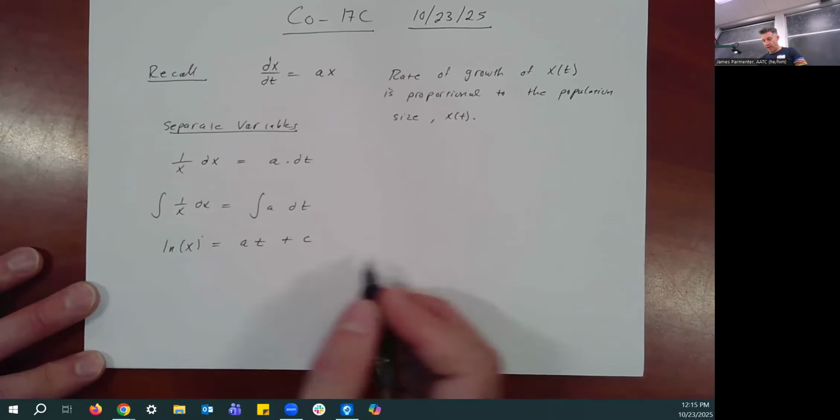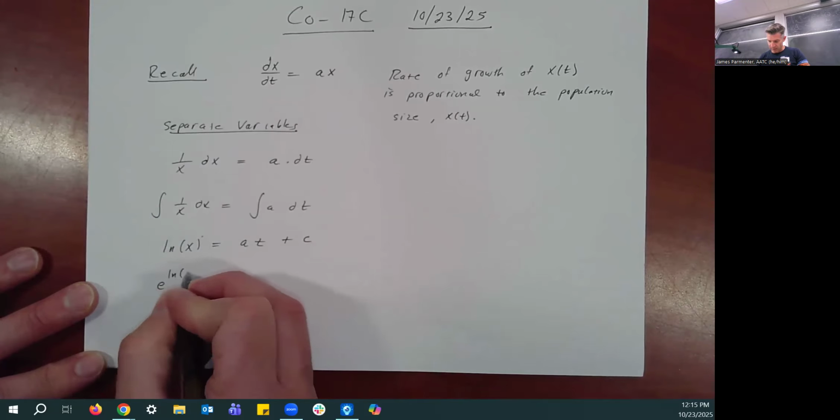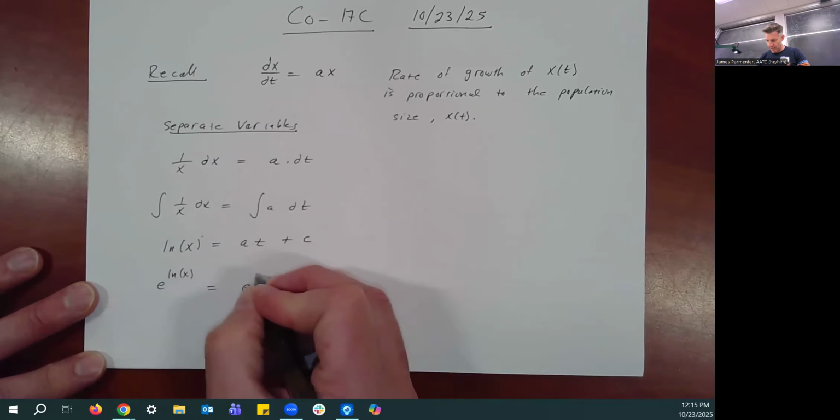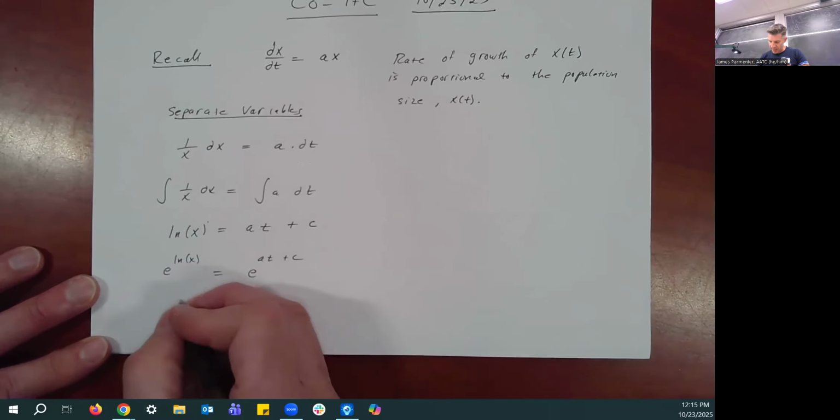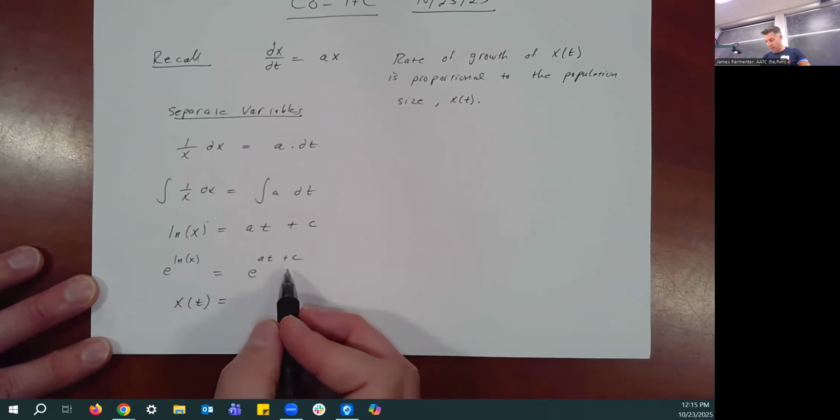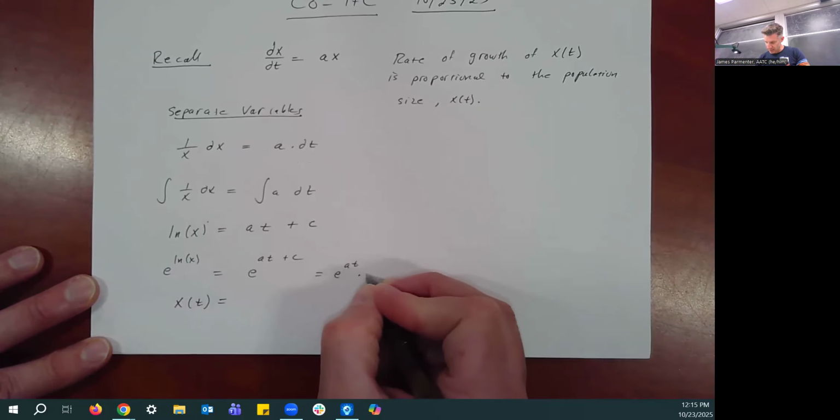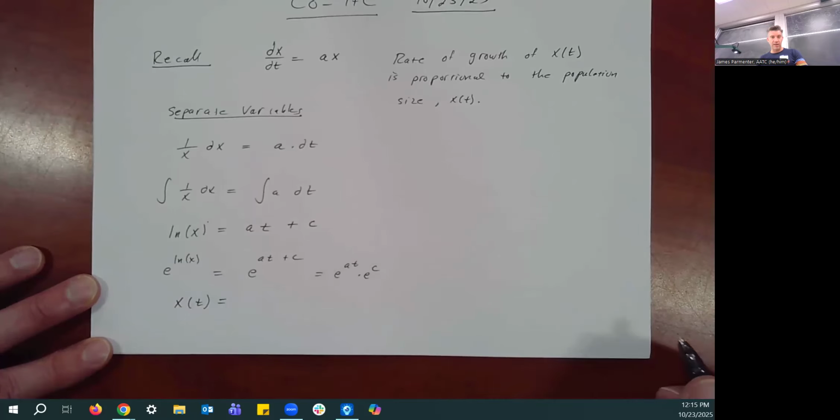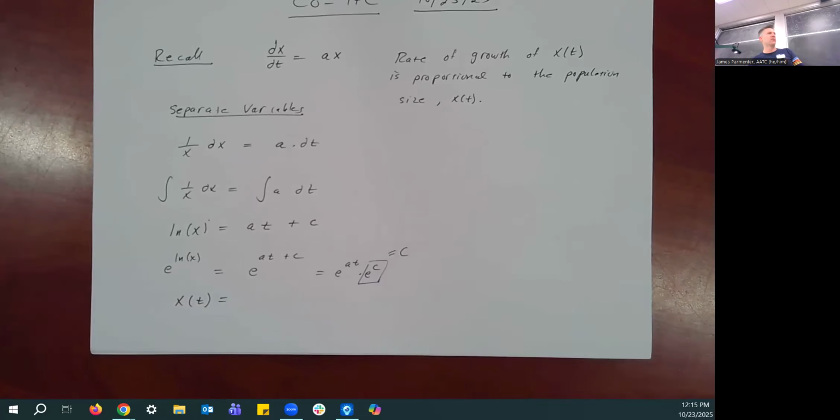And then we're going to solve for x, so we exponentiate both sides and say that e to the natural log of x is equal to e to the at plus c. And then we're going to rewrite this as x of t equal to e to the at times e to the c. And then we're going to say that e to the c is just some other constant. We're also going to call it c, because who wants to use a new letter? We can reuse the same letter.